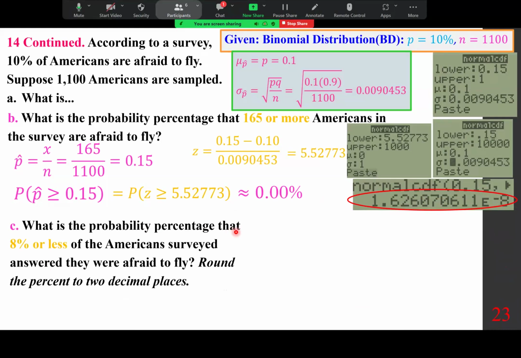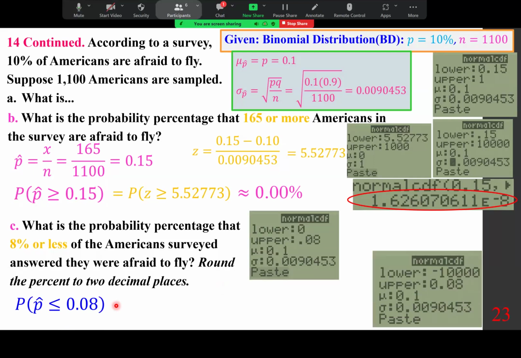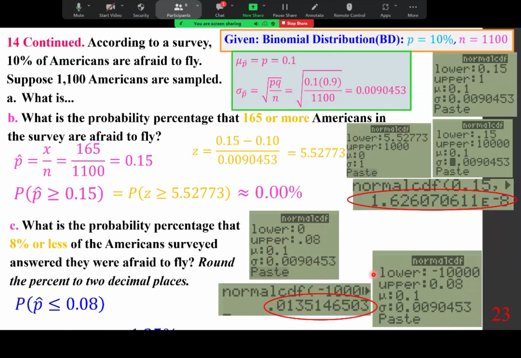What is the probability percentage that 8% or less of the Americans surveyed answered they were afraid to fly, rounded to 2 decimals? So we want the probability of P hat less than or equal to 0.08. So we are going to put it into a technology as follows. Normal CDF. Lower is 0, upper is 0.08, mu is 0.1. We get the information from here. Sigma is that. If you put the lower minus 10,000, that gives you the same answer. And since we want 2 decimals, 1.35% is the final answer.